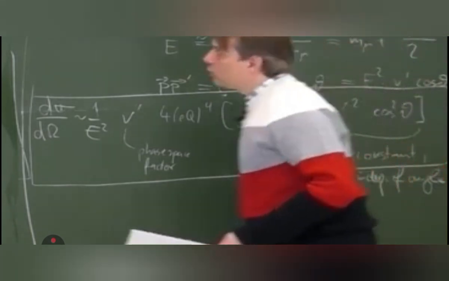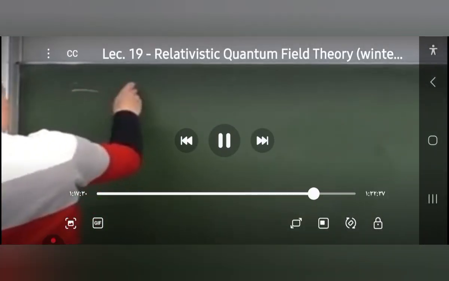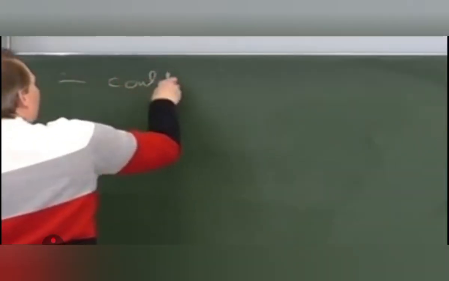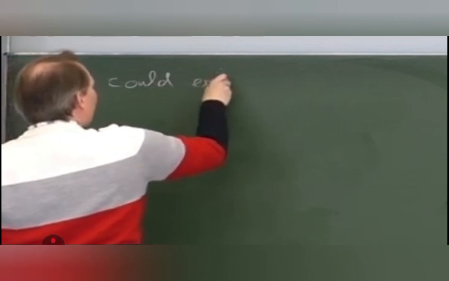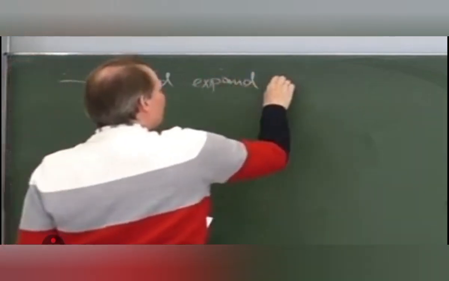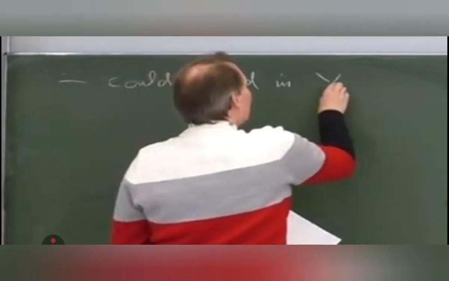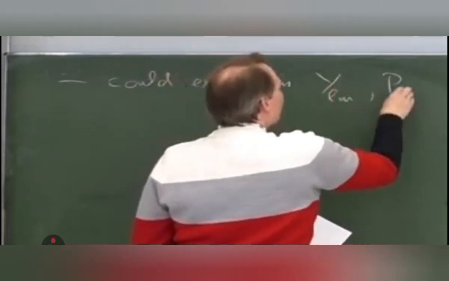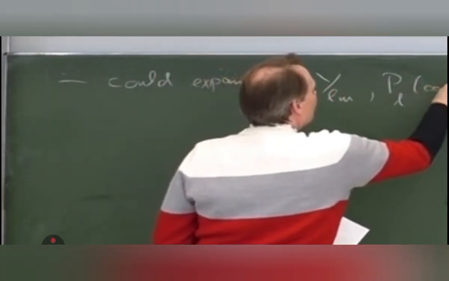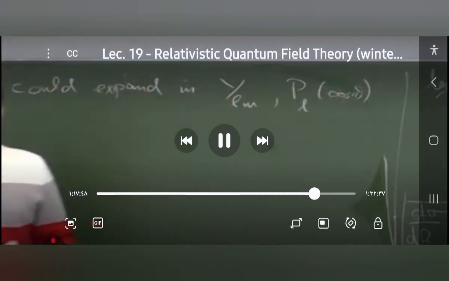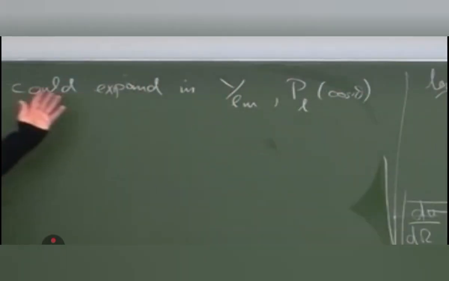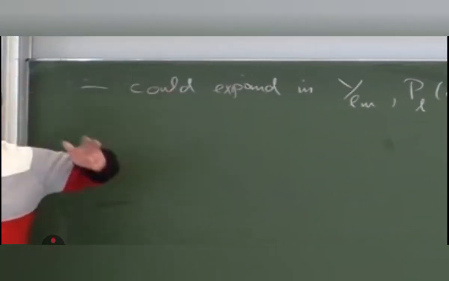So, and now a little bit more general remark. We could in principle expand this cross-section in spherical harmonics or Legendre polynomials, PL of cosine theta. And maybe you remember doing this sort of thing in quantum mechanics too, where we also discussed.